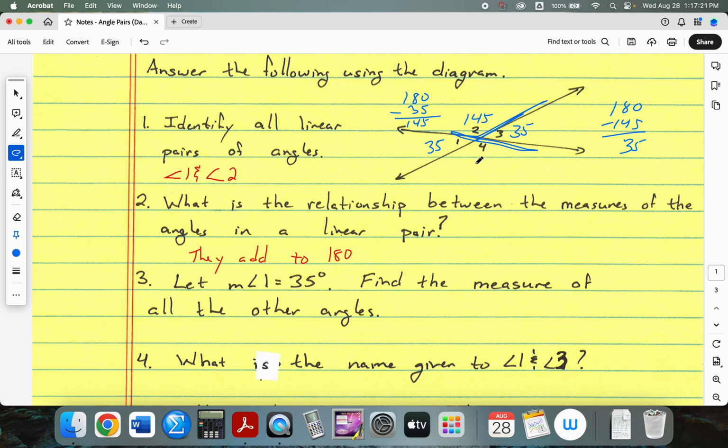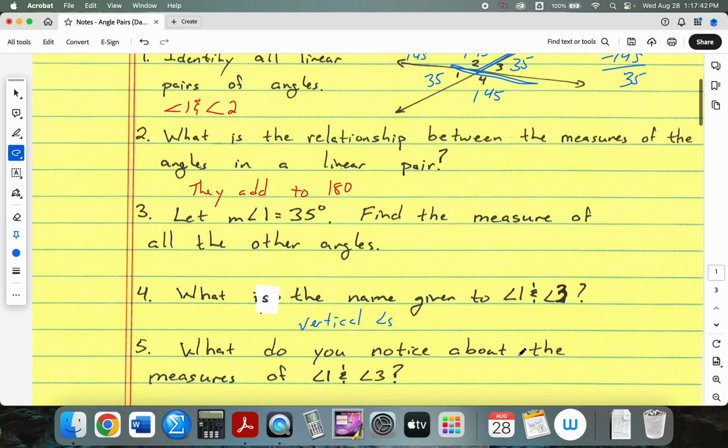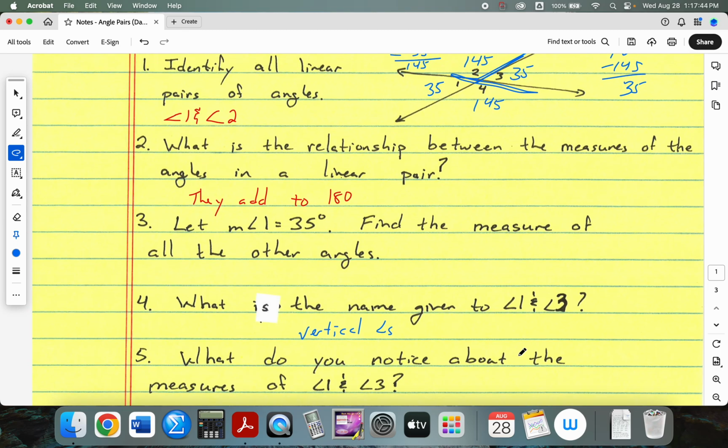Likewise, what's angle 4 going to turn out to be? Anybody? 145. What's the name of the angles 1 and 3? Yeah, vertical angles. Very nice. Those are vertical angles. And you've already noticed this.